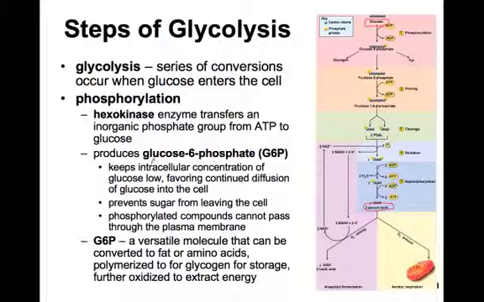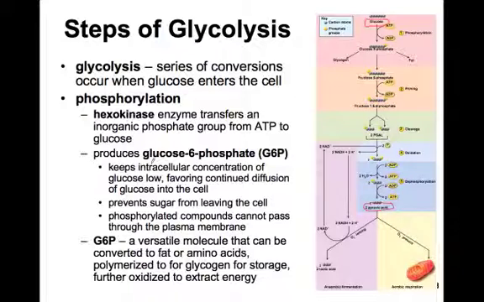The purpose of having glucose 6-phosphate is twofold. First of all, it keeps the intracellular concentration of glucose quite low. Thus, we favor continued diffusion of glucose into the cell to supply the chain of glycolysis. It also prevents the sugar from leaving the cell, because these phosphorylated compounds can't pass through the plasma membrane. This first step is irreversible because cells lack the enzyme to convert glucose 6-phosphate back into glucose.